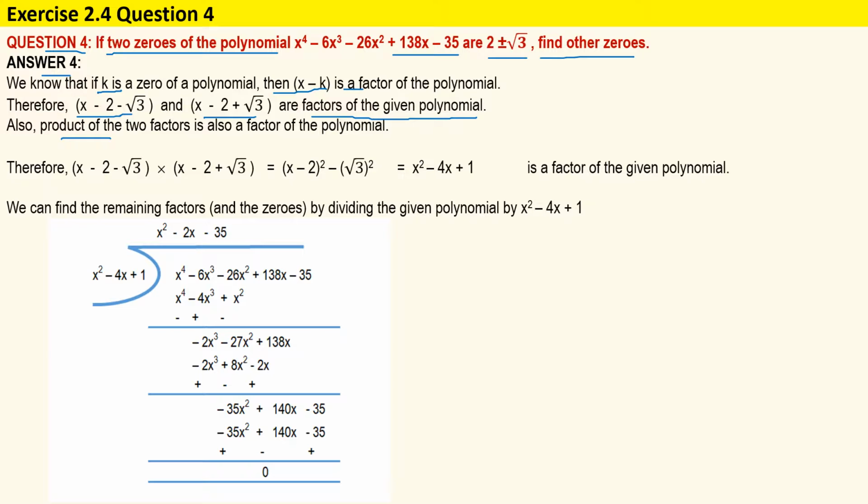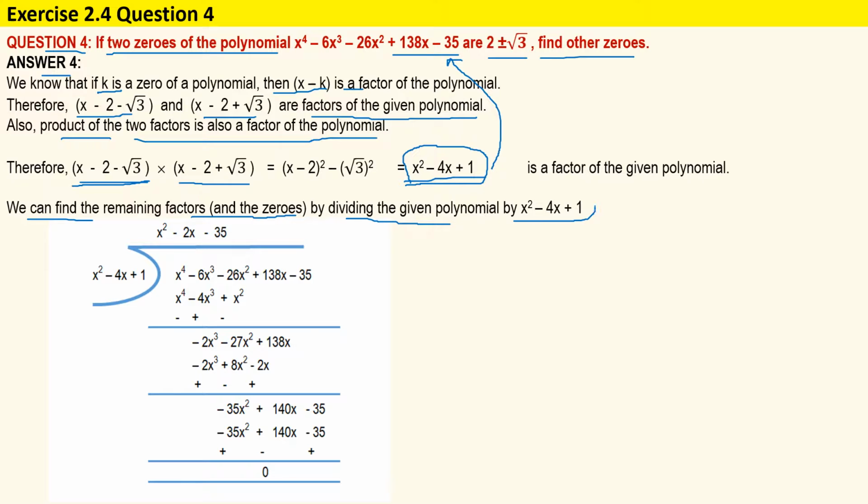Also, the product of the two factors is also a factor of the polynomial. Therefore, in our case, x square minus 4x plus 1, which is a product of the two factors x minus 2 minus square root of 3 and x minus 2 plus square root of 3, is also a factor of the given polynomial, this one. So now we can find the remaining factors, that is, we will be able to find the remaining zeros by dividing the given polynomial by x square minus 4x plus 1.